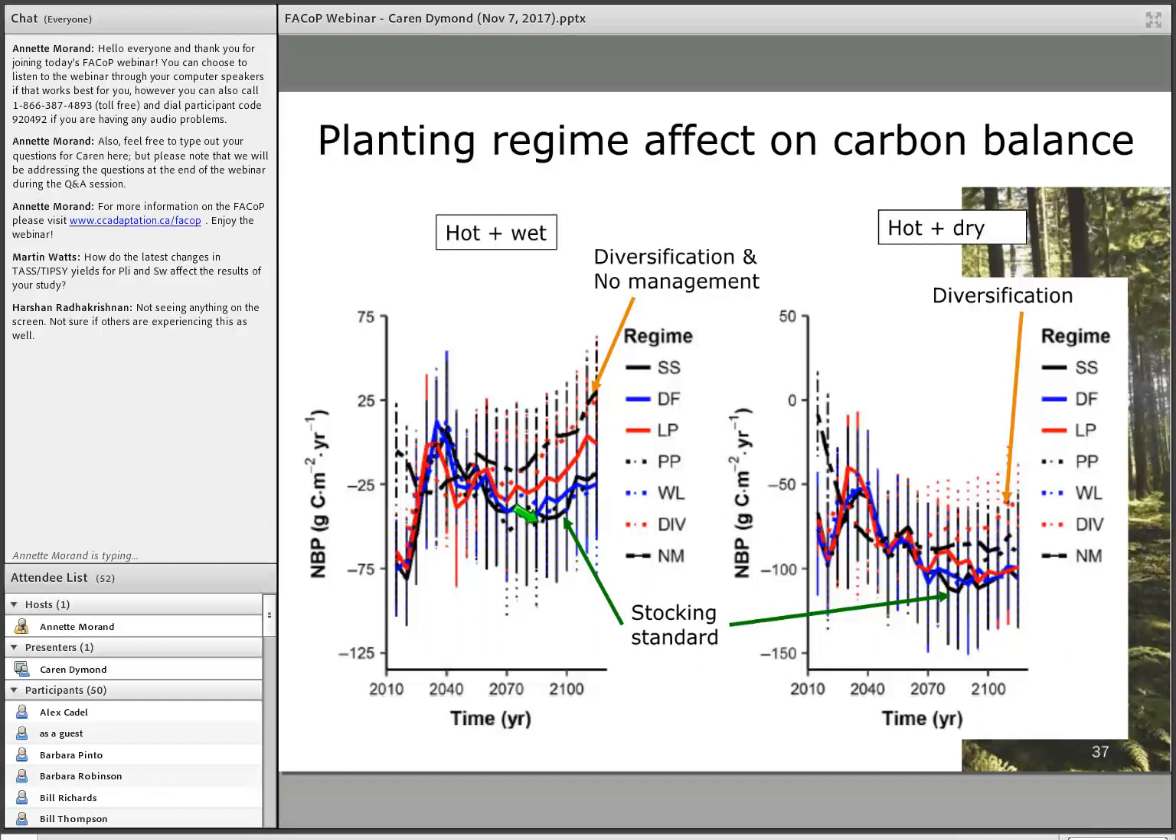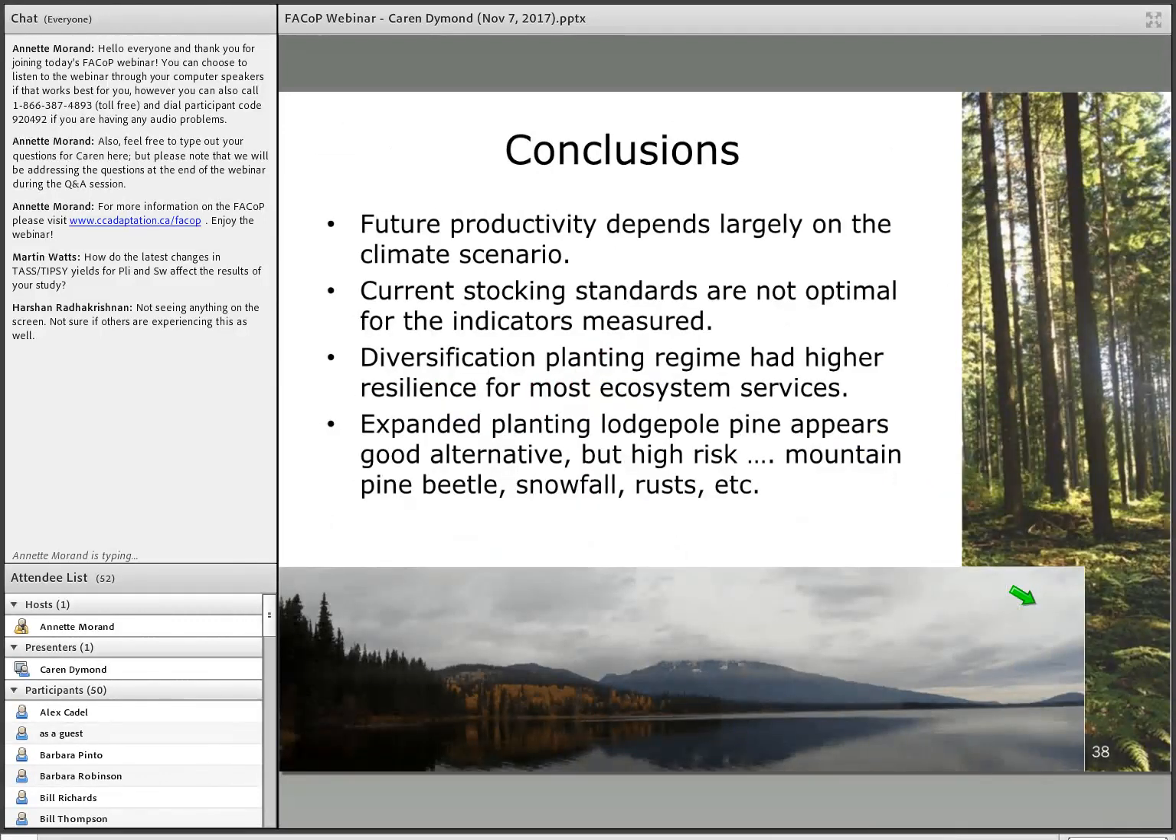Under hotter and drier, you can see the whole graph tends to go down instead of up. The diversification regime, however, is the smallest source of emissions, and the stocking standard is overlapping with the lodgepole pine and the adding Douglas fir regimes here, at the larger end of the carbon balance, carbon sources rather.